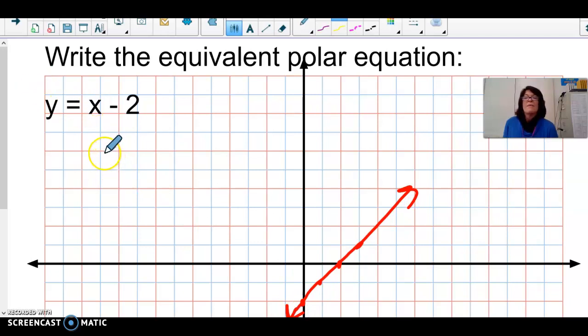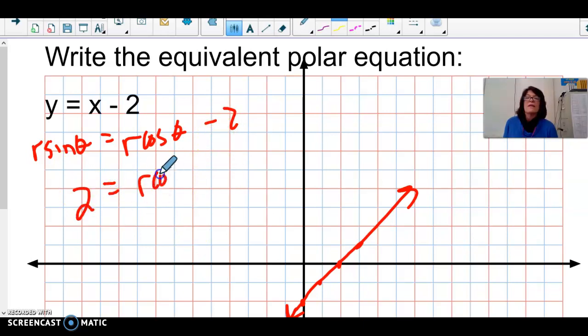Okay, writing that in polar form. Since I know that y is r sine theta, I know that x is r cosine theta. I'm going to add 2 over here and subtract this r sine theta here just because I prefer to have a positive 2. I'm going to factor my r out.